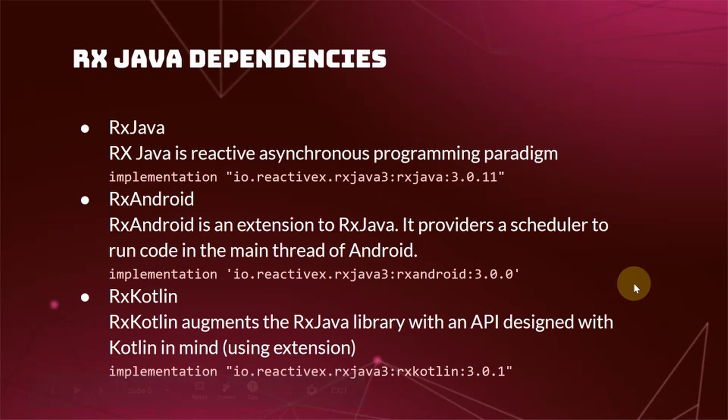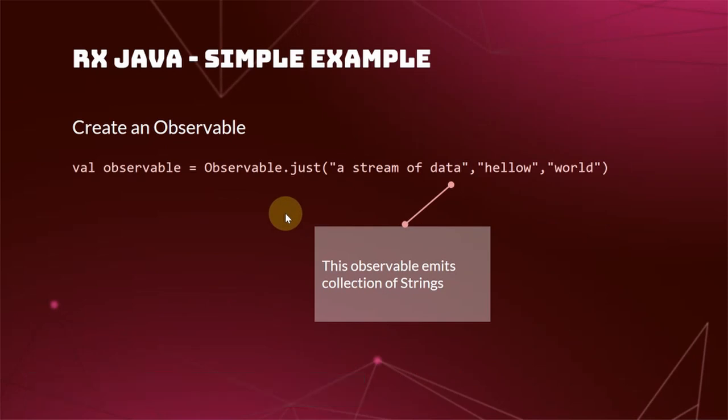And actually there is another dependency which is called RxKotlin. It's the same thing as RxJava, but RxKotlin is just a wrapper of RxJava. It augments the RxJava library with an API designed with Kotlin in mind using extensions. So RxKotlin basically gives the benefits of lambda functions and different kinds of Kotlin style. So you can write the same RxJava programming with Kotlin in mind. You may add it, and you need to consult the website on how to use the different extensions that speed up our programming.